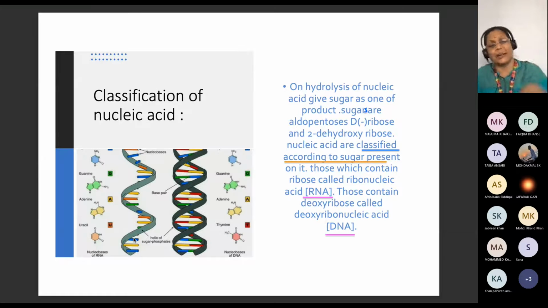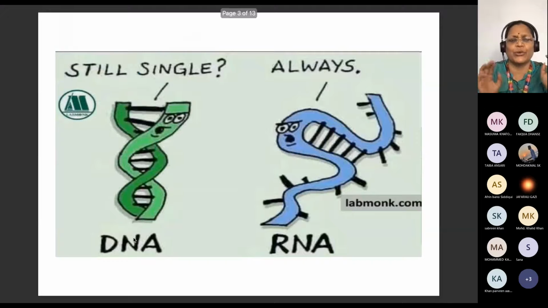Now, some bases are present in RNA, some bases are present in DNA. Most of the bases, the way we have A, G, C, adenine, guanine, cytosine, are present in both DNA and RNA. Whereas uracil will be present, just keep in mind, uracil will be present in RNA. UR is there. While thymine will be present only in DNA, correct? We are going to study all this, don't worry.